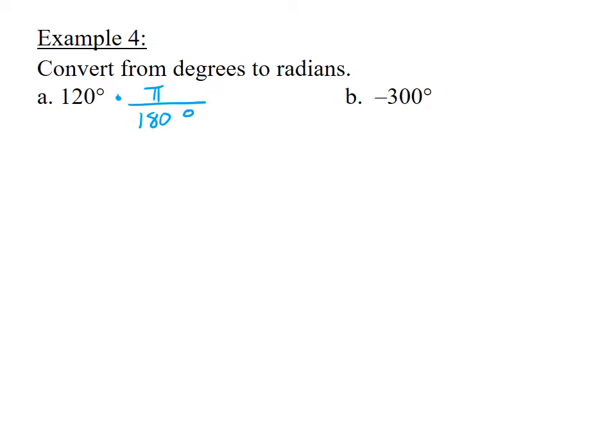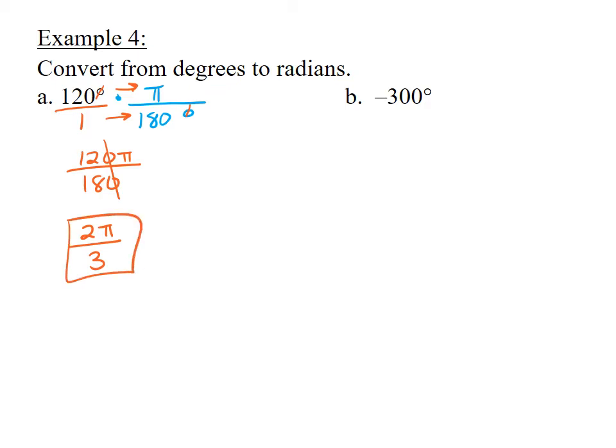And remember, with fractions, you can put this over 1 and multiply across the top and across the bottom, and these will cancel. So 120 pi over 180, if you simplify these fractions, the zeros cancel, and these have a 6 in common. 6 goes into 12 2 times, and into 18 3 times. So 120 degrees is the same thing as 2 pi over 3 radians.